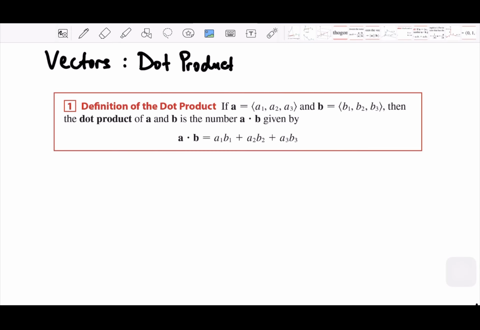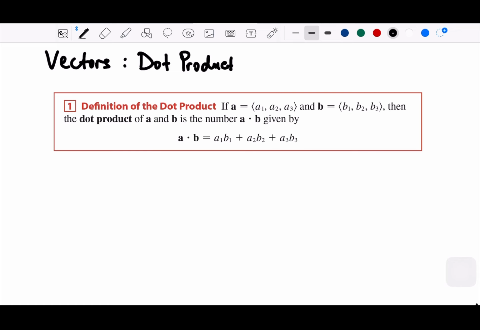Okay, now we are in the section on the dot product. We first start with the definition. If we have a and b, two vectors with their coordinates, and we say a dot b, the dot product is a type of multiplication. When we multiply these two vectors, we multiply each axis, each coordinate, that is a1 with b1, plus a2 with b2, plus a3 with b3, and that's the dot product.